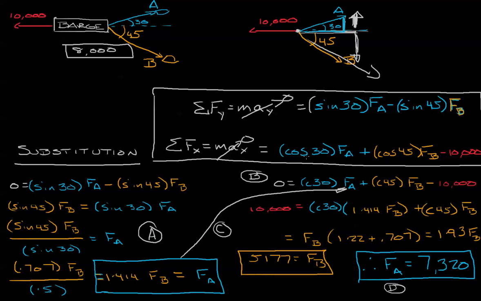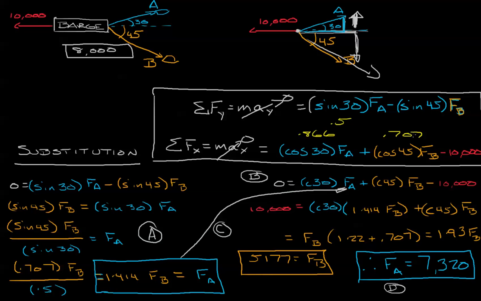The other thing that you should know is that the cosine of 30 is 0.866, and the cosine of 45 is 0.707. These are numbers you should just know. Sine of 45 is also 0.707, and sine of 30 is 0.5. You'll just need to know those. You'll be doing them a lot. So by using the substitution method, we're able to do quite a bit here.